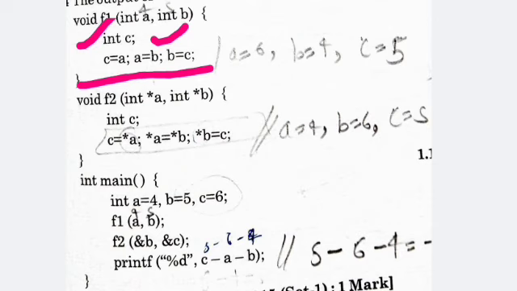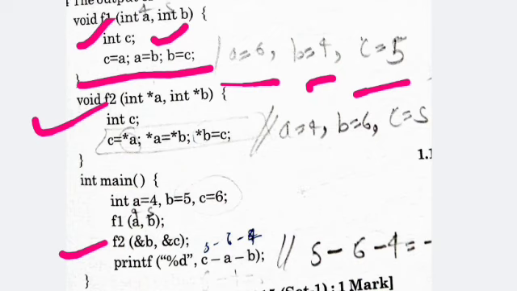So here, swapping the values: c is equal to a, a is equal to b, and b is equal to c. So we get the value of a equal to 6, b equal to 4 and c equal to 5. Okay, because here we are giving all the values, and again coming to the function f2. So we get here c is pointing to the address of a, and the address of a is pointing to b, and the address of b is pointing to c. So after this we get a equal to 4, b equal to 6 and c equal to 5.